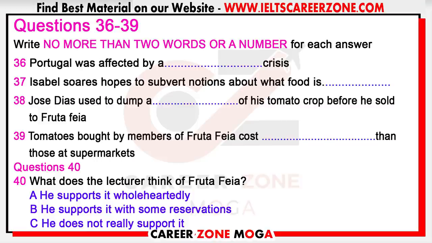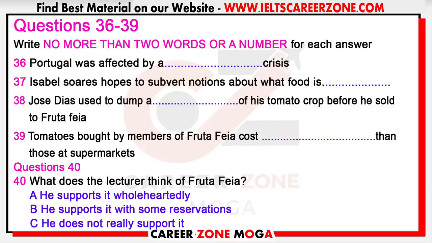When surveyed, most people who join Fruta Feia also support local agriculture. Isabel Suarez estimates that one-third of Portugal's farm produce is thrown out due to artificial standards set by supermarkets. A farmer, José Diaz, who supplies Fruta Feia, said that from his annual production of tomatoes, one-quarter did not meet supermarket standards, so were dumped.